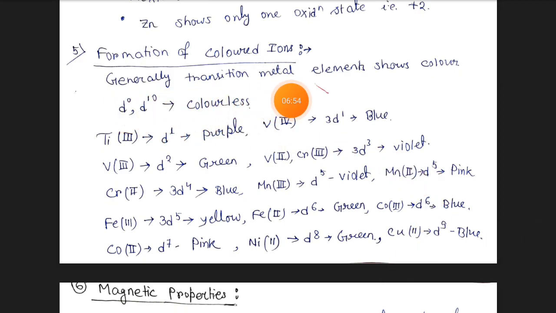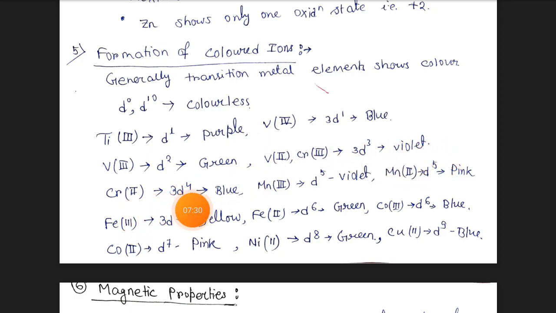So generally transition metal elements show color, but d0 and d10 are colorless. That is included for d0 and d10. That is d block element, but transition elements are d1 to d9. Okay. So titanium 3+, that is d1 electronic configuration, is purple color. Okay. Vanadium 4+, that is also d1, but it is blue color. Vanadium 3+, that is d2 electronic configuration, it is green color. And vanadium 2+ and chromium 3+, that is d3 electronic configuration, it is violet color.